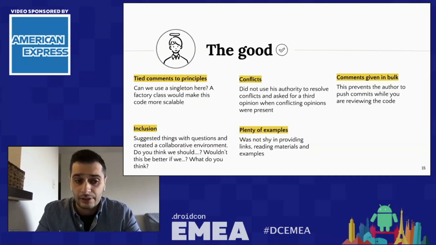He did things differently. He would tie comments to principles. He would resolve conflicts using third opinion. And I liked a lot that he would provide plenty of examples. That way it was easy for me to just copy and paste the code and learn something without too much research and Googling. And he also, most importantly, created this environment where I felt included. I felt like I have a mentor. I felt comfortable. I felt good about asking questions and even acknowledging that there's something that I don't know and I need help from him.